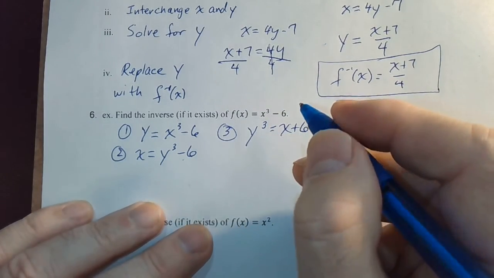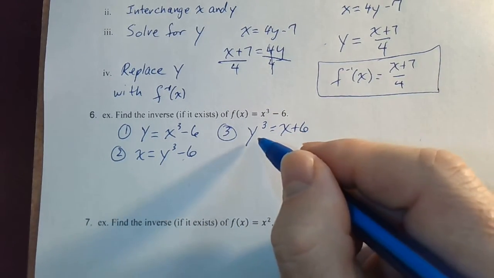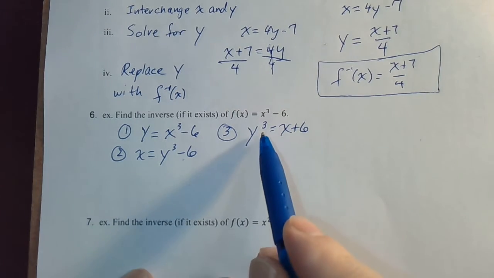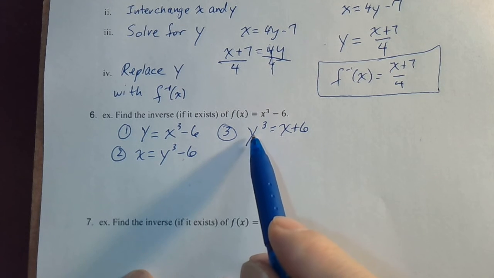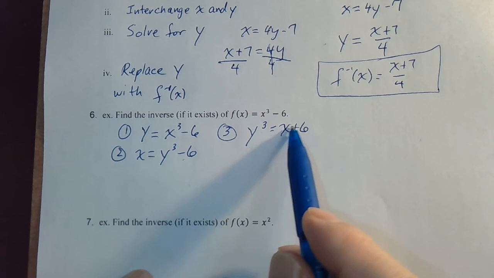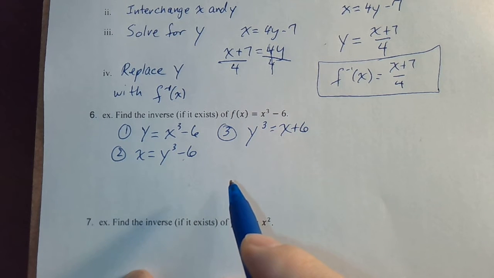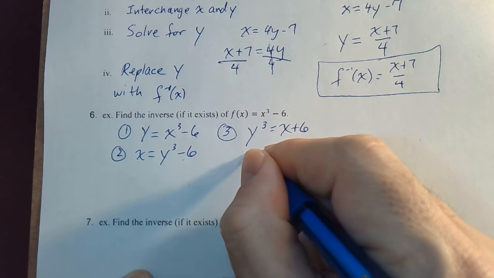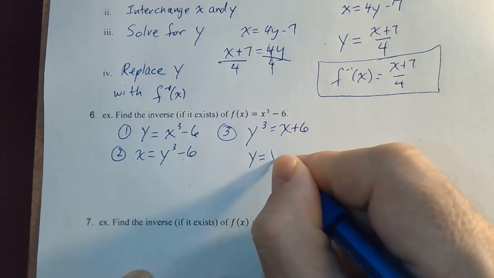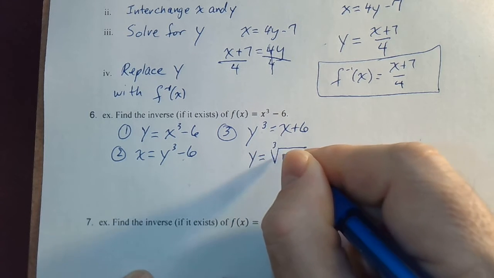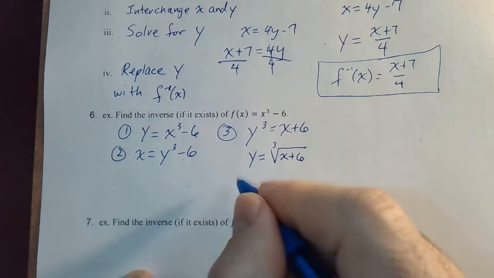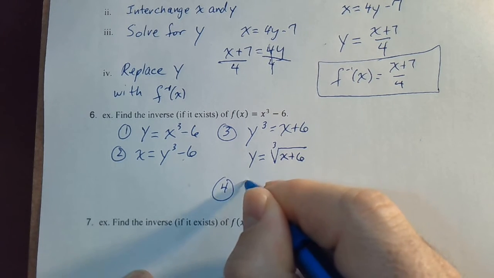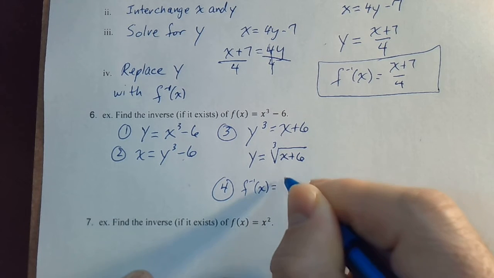And we're still in step 3, we have to solve this for y. So how do I get rid of the cubed on that side? What do I have to do to both sides? If I'm raising it to the 3rd power, instead of cubing it, I need to take the cube root of both sides. So that's going to become y equals the cube root of x plus 6. And then step 4, which is trivial: replace that y with f inverse of x.